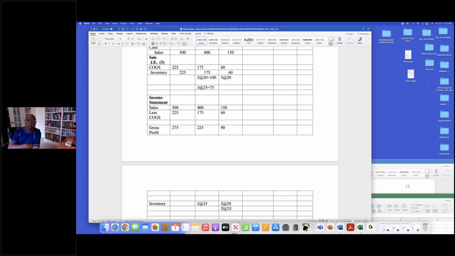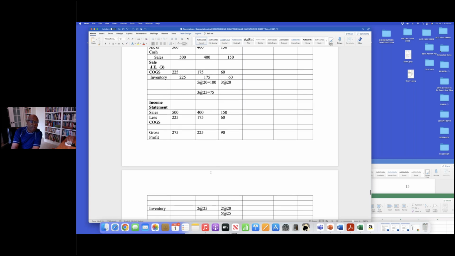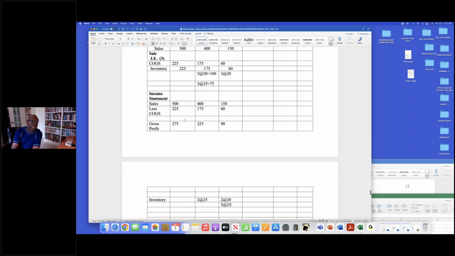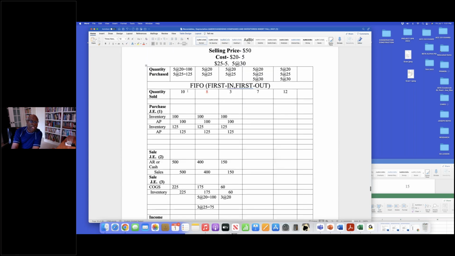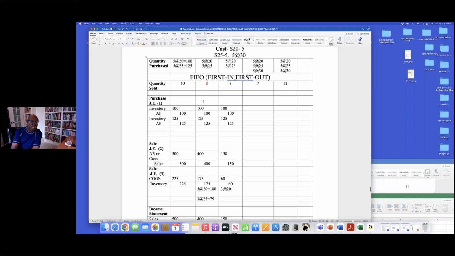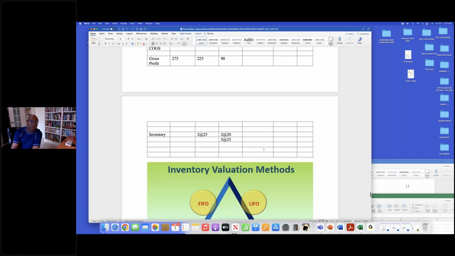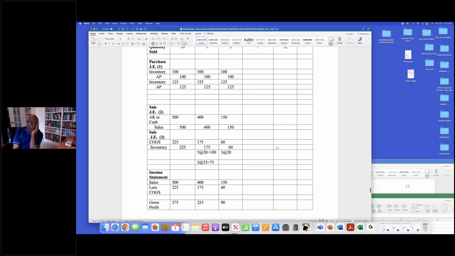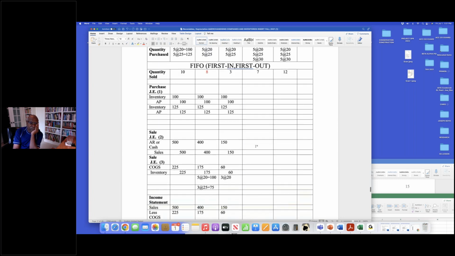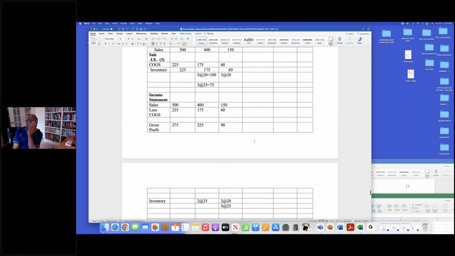Which one are those going to? For the inventory, the first one, you didn't have any inventory because we sold all of them. The next one, you sold 8, so you had 2 left in inventory. Then we just sold 3, so therefore we had 7 left: 2 at 25 and 5 at 25.